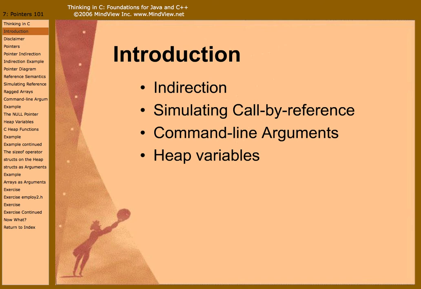In addition to that, we will use pointers to simulate call by reference as opposed to call by value. Another thing you can do with command line programs is to look at the arguments that are passed when you invoke the program from the command line. That's done through pointers, so we'll cover that. And then we'll also cover the heap, dynamic memory.